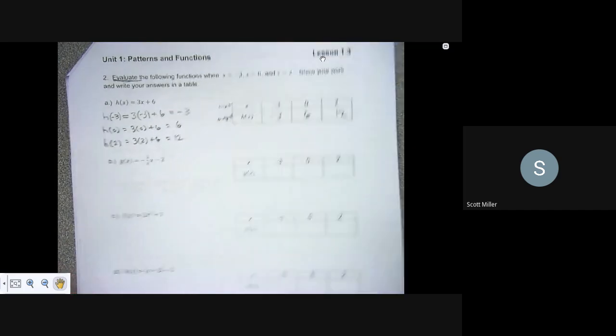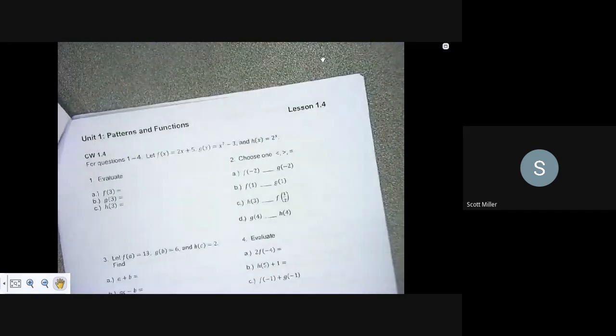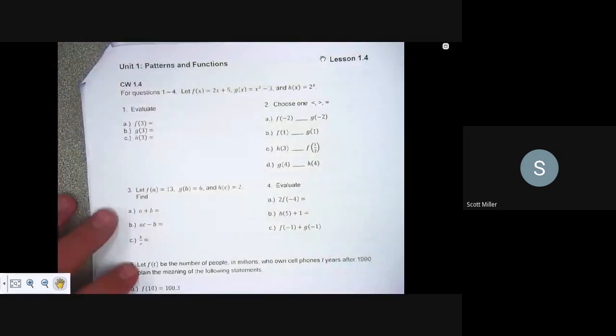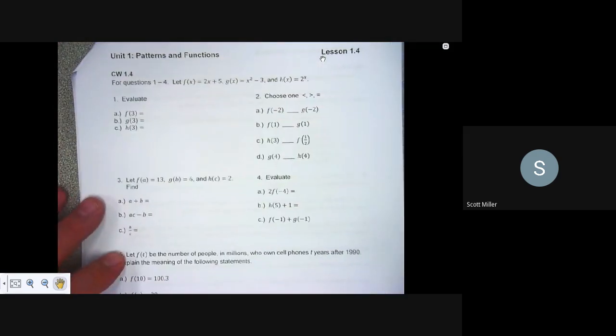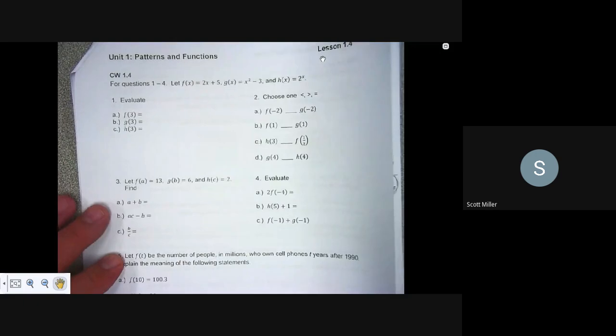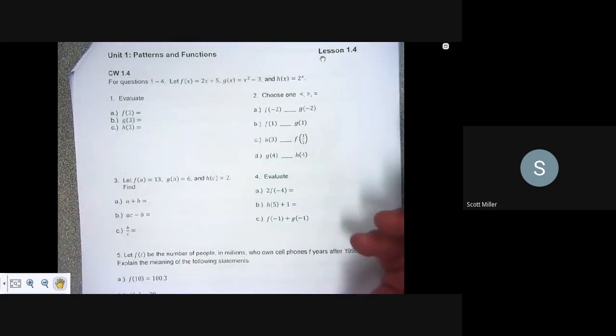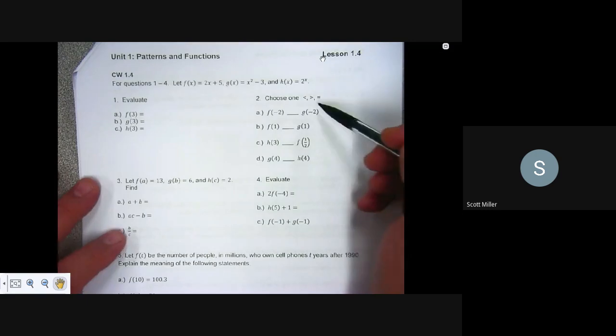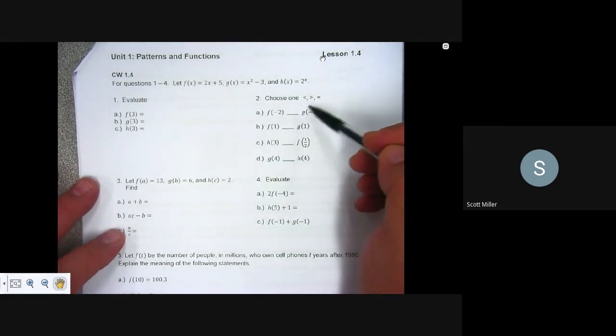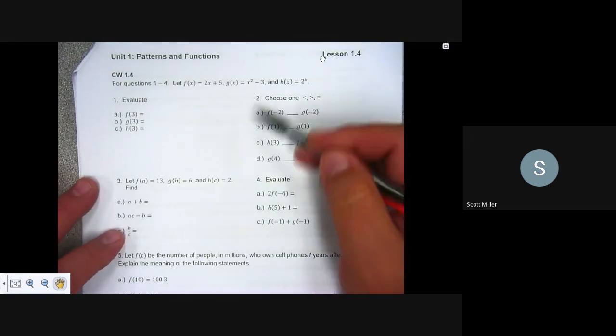So let's go look at this over here. You'll see that this is more of the same. Okay? In this case right here, classwork 1.4, it's just repeating the same thing, and I evaluate things. This one over here is a comparison. Can I compare the values of this? This is something you must be able to do also.